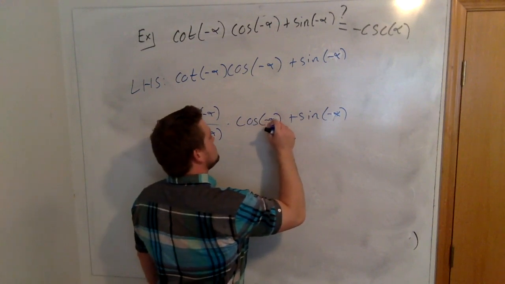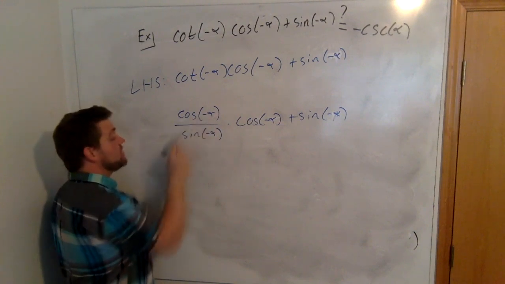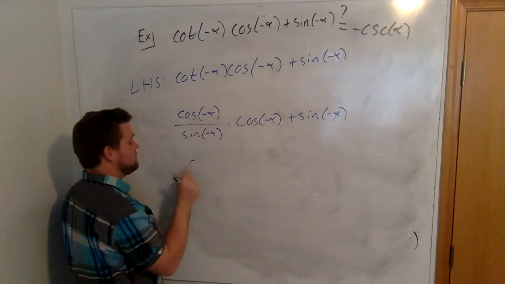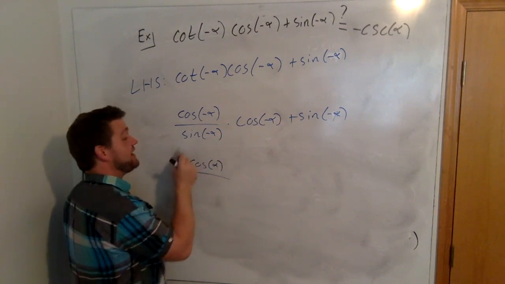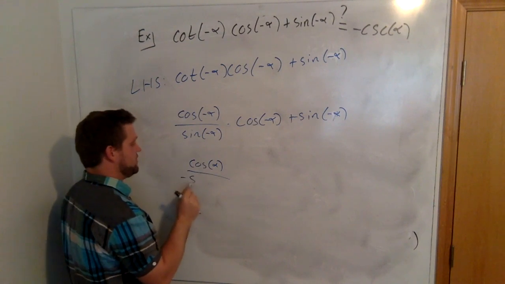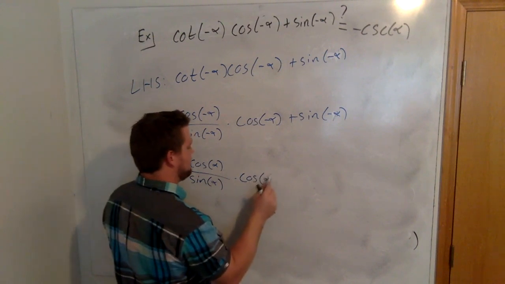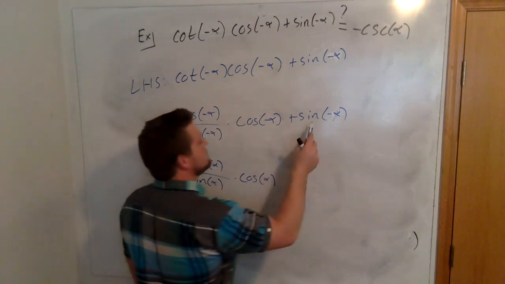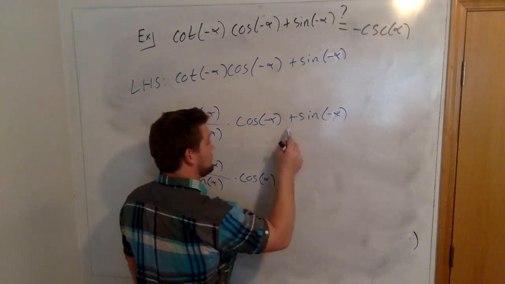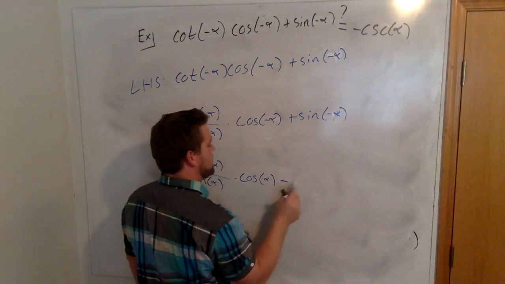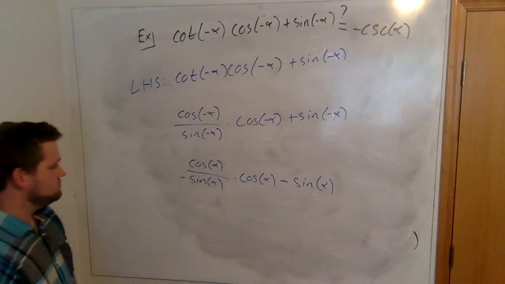Let's think about the even and odd properties here. Cosine of negative alpha, cosine is an even function, so it's equivalent to just cosine of alpha. Sine of negative alpha, sine is an odd function, so we can move that negative out front, times the cosine of alpha. Cosine is even, sine is odd, so we can move that negative out front. So instead of a plus a negative sine, I'll just do a minus sine of alpha. I'm just using the even and odd properties here.